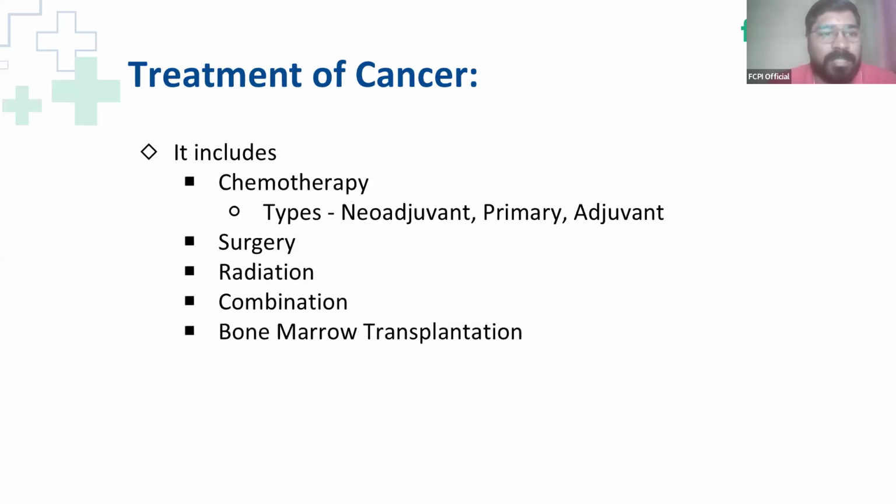So treatment of cancers generally includes chemotherapy. We have three types of chemotherapy. Neoadjuvant chemotherapy is primarily given to shrink the disease, so that we can go for the surgery or radiotherapy if the disease load is high, and the main objective is to shrink the disease. Primary chemotherapy's main intention is to clear the disease. And adjuvant chemotherapy, which is given after the primary treatment, kills the residual cancer cells. And we have surgery to remove the cancer cells. And radiotherapy; we can use a combination of chemotherapy, surgery, and radiotherapy in a few patients. And we also have bone marrow transplantation.